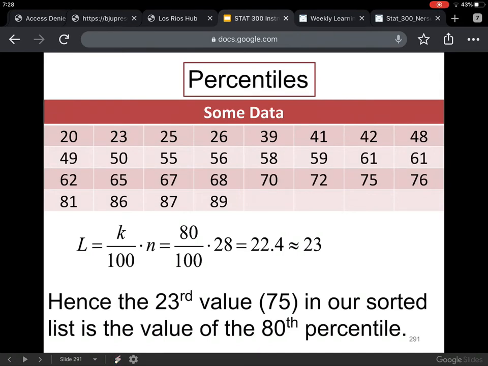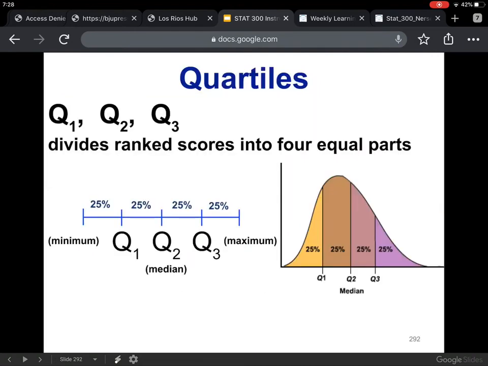I will go over another example a little bit later on when we look at a whole number. What if the location ended up being a whole number? In that case, remember, you just take the number and the number after it. So I take 75 and 76 and find their average, and that value would be the 80th percentile or whatever percentile. So let's now talk about quartiles, and then we'll do that example.